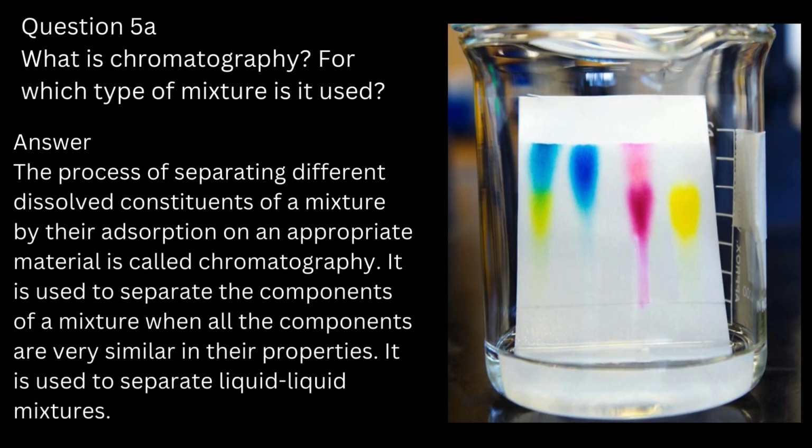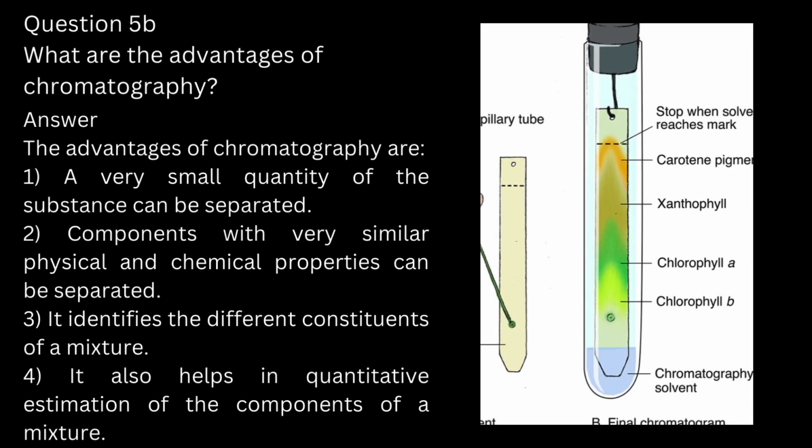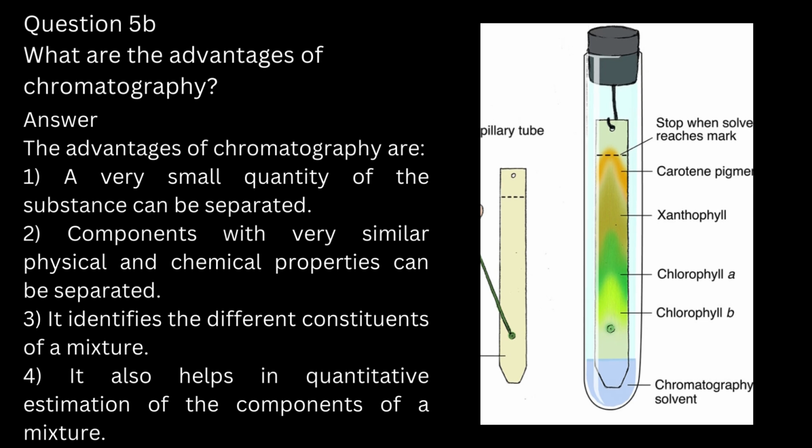Question 5a. What is chromatography? For which type of mixture is it used? Answer. The process of separating different dissolved constituents of a mixture by their adsorption on an appropriate material is called chromatography. It is used to separate the components of a mixture when all the components are very similar in their properties. It is used to separate liquid-liquid mixtures.